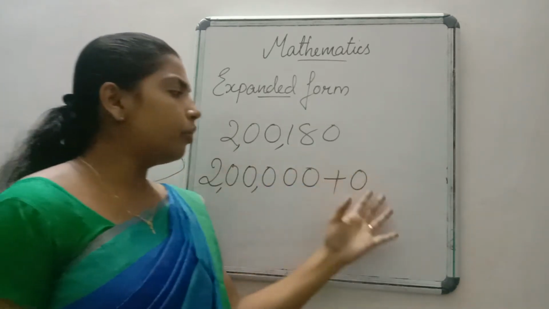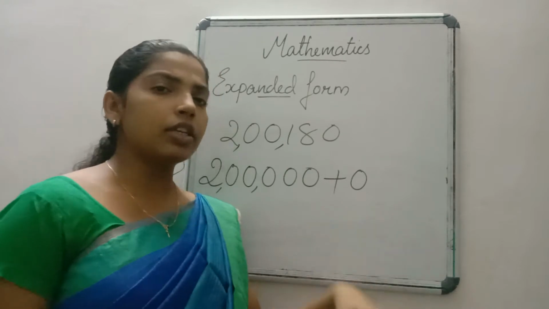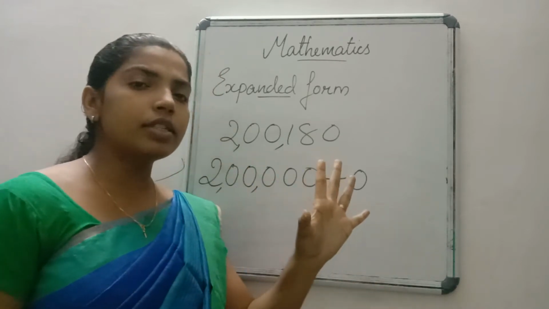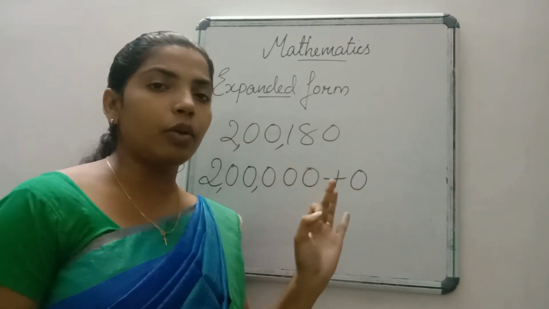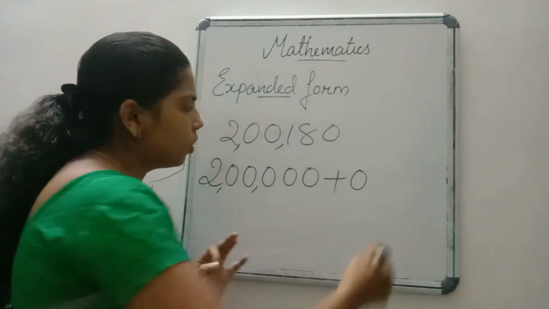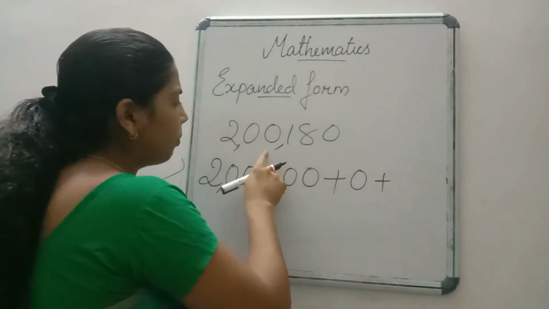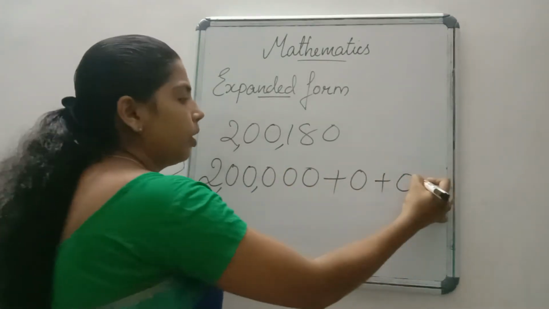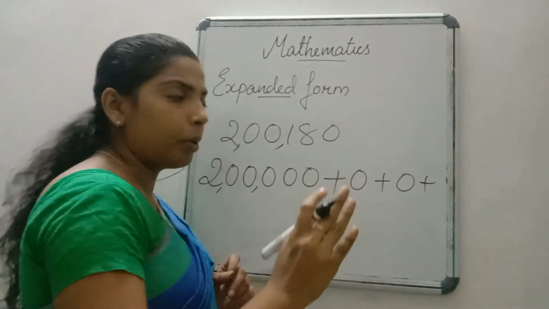See, if we put 5 zeros or 4 zeros or 3 zeros or 1 zero, the value is same. The 0 will be the value. There is no value for that. So just put 1 zero. One more 0 is there. Just put 1 zero. If you didn't put 0 also, no problem.